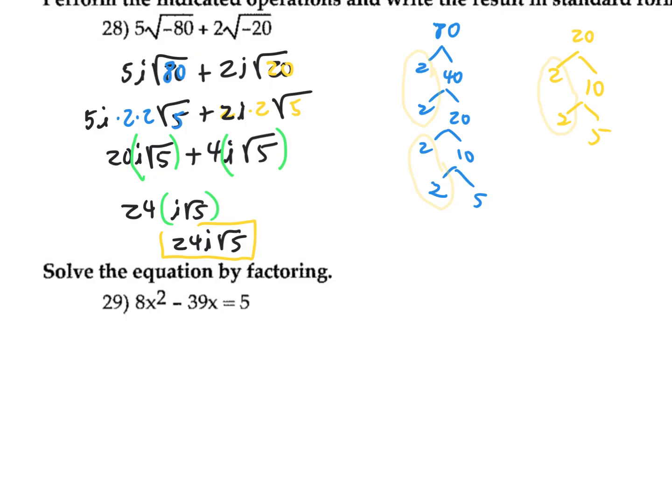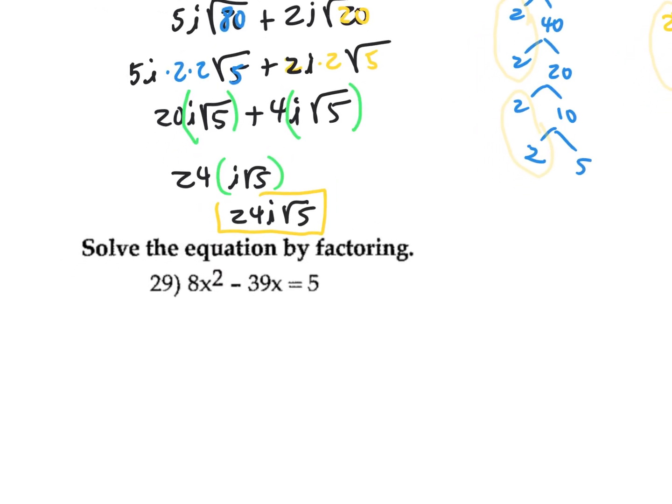Solve the equation by factoring. Okay, well, if they want us to solve this by factoring, first of all, this is a quadratic trinomial in that there's an x squared term, there's an x term, and there's a constant. When dealing with quadratic trinomials like that, you must set them equal to 0.